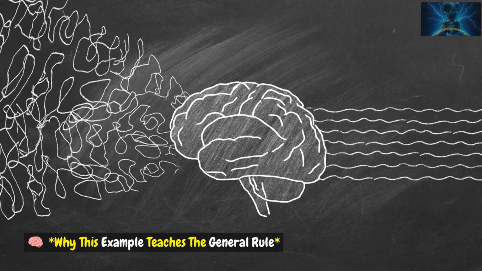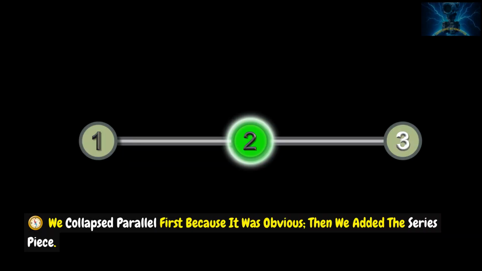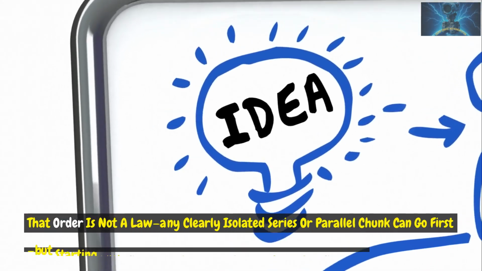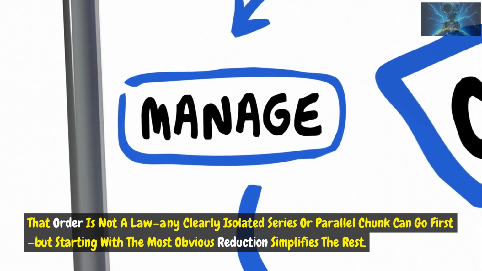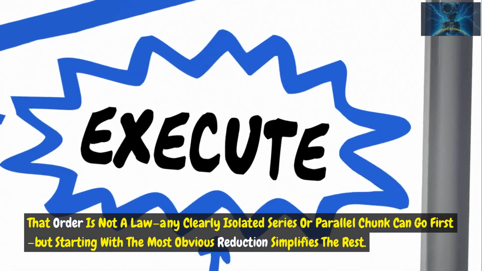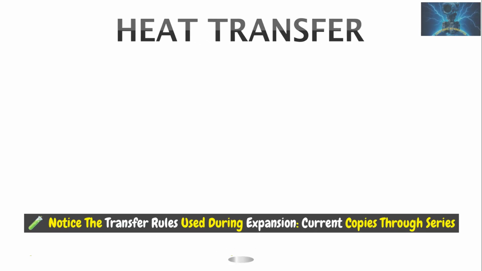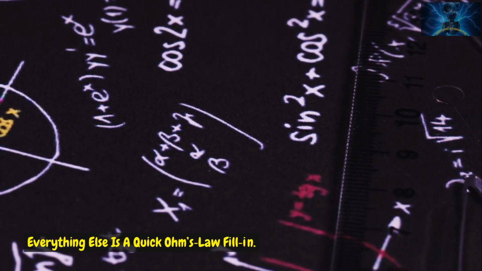Why this example teaches the general rule. We collapsed parallel first because it was obvious. Then we added the series piece. That order is not a law. Any clearly isolated series or parallel chunk can go first, but starting with the most obvious reduction simplifies the rest. Notice the transfer rules used during expansion. Current copies through series sections, voltage copies across parallel sections. Everything else is a quick Ohm's law fill-in.